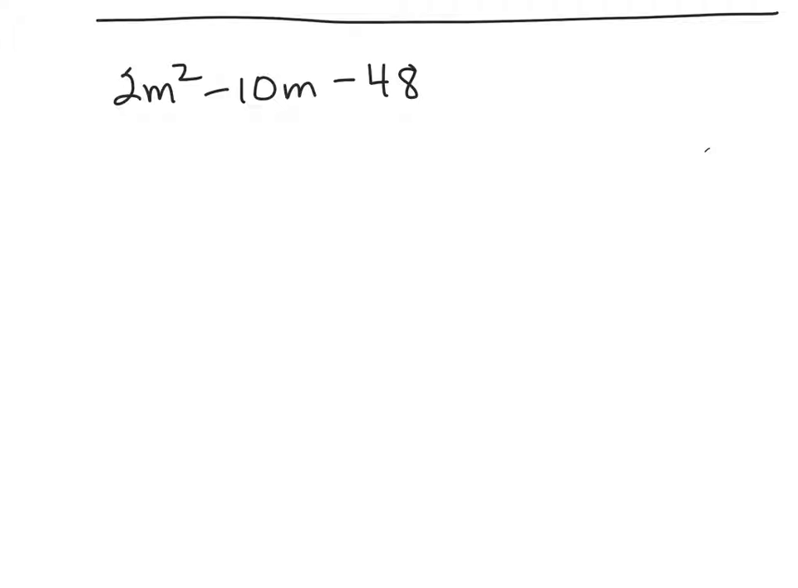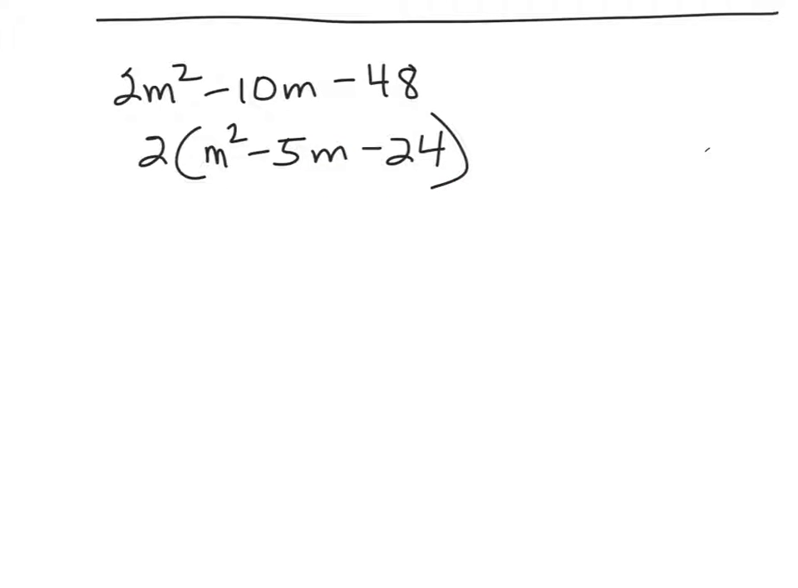So first things first, do you see a common factor in 2, 10, and 48? Let's take a 2 out. Good. That'll leave m squared. 2 out of 10 leaves 5m. 2 out of 48 leaves 24. Now we need to see if we can factor what's inside the parentheses here. This m squared minus 5m minus 24.